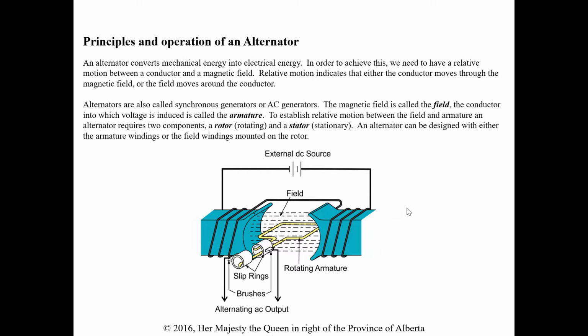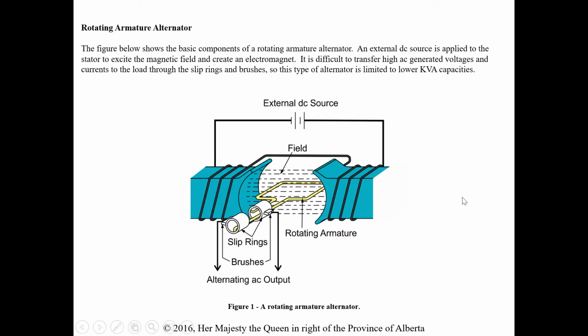To establish relative motion, again, it requires two components: the rotor, which is a rotating portion, and the stator, which is stationary. It says an alternator can be designed with either the armature windings or the field on the rotor. So we'll talk about the two scenarios here first. We'll talk about the rotating armature alternator.